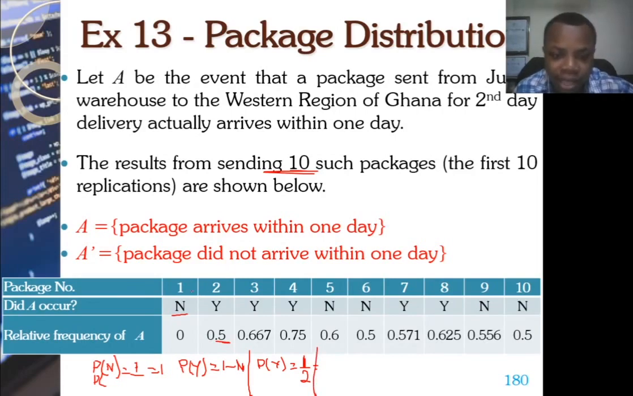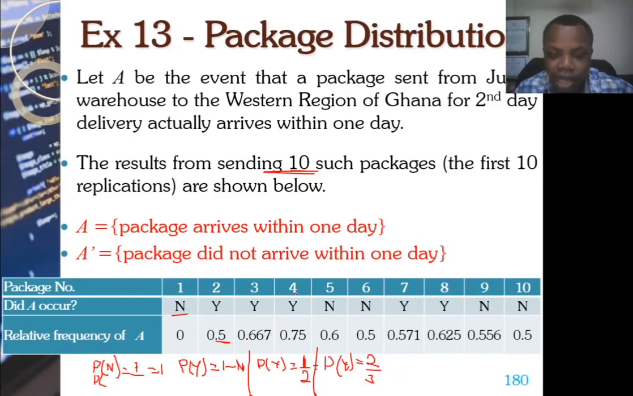Before we get to the third package, we've received what? 3 packages so far, and the third package also arrived within 1 day. So in this case, we have what? 2 packages arriving within 1 day. 2 out of 3 packages arriving in 1 day. So the probability of the third instance, that will be the y, will be equal to 2 out of 3. And this is just going to give us what?